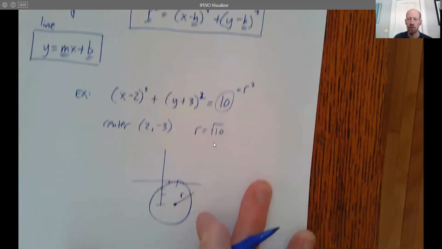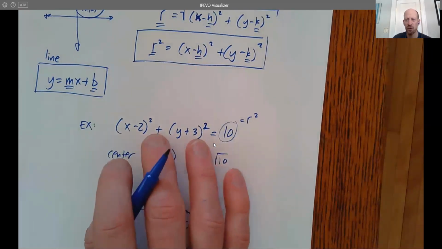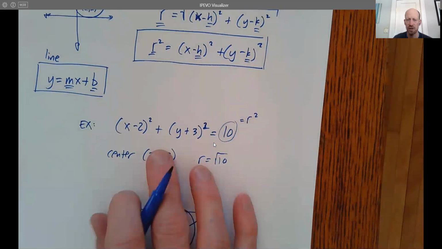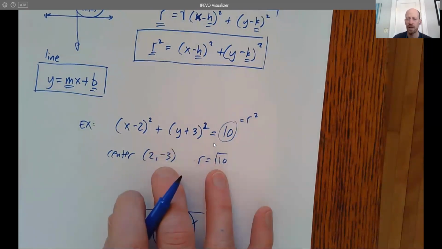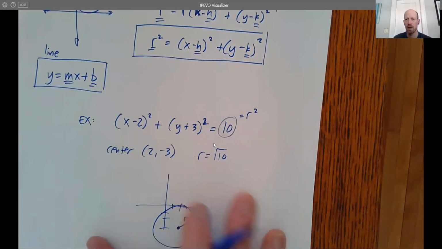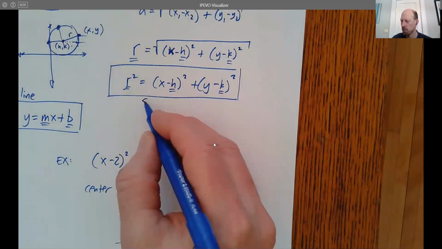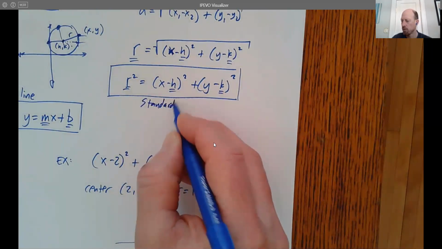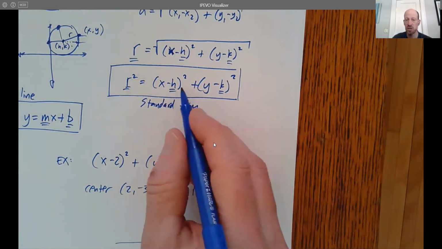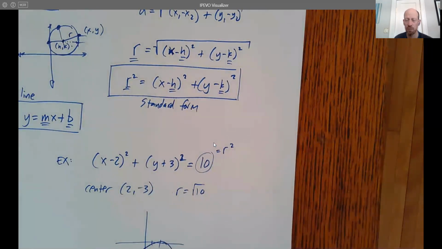Once you've mastered this equation, you can use the equation to find out information, or I can take information and use it to come up with the equation. I can go back and forth either way. But when we're working with circles, we really want them to be in this form. You can square this out and square this out, and it's still a circle, but it's going to be harder to see what the center and the radius are.